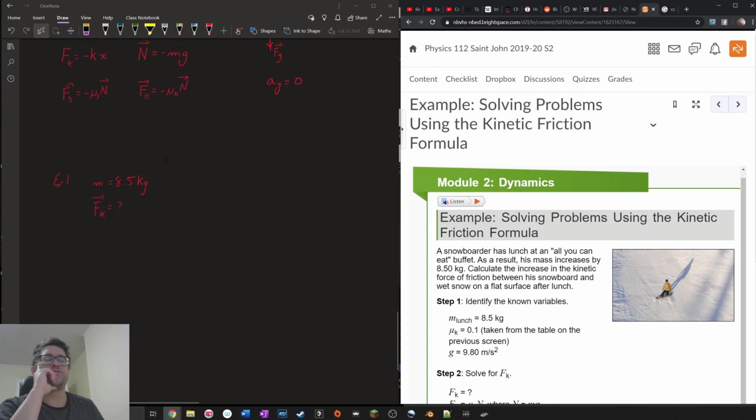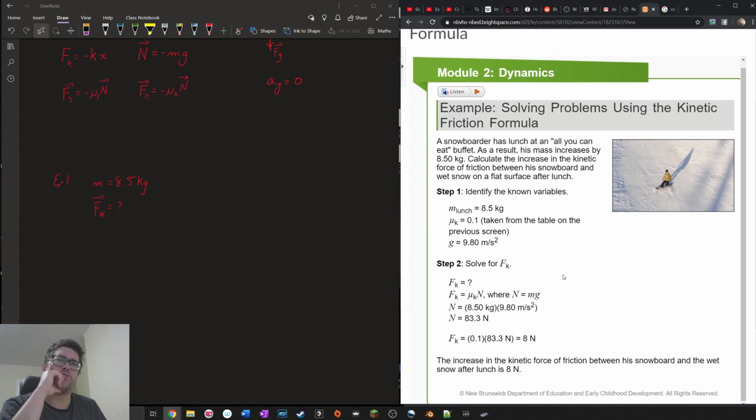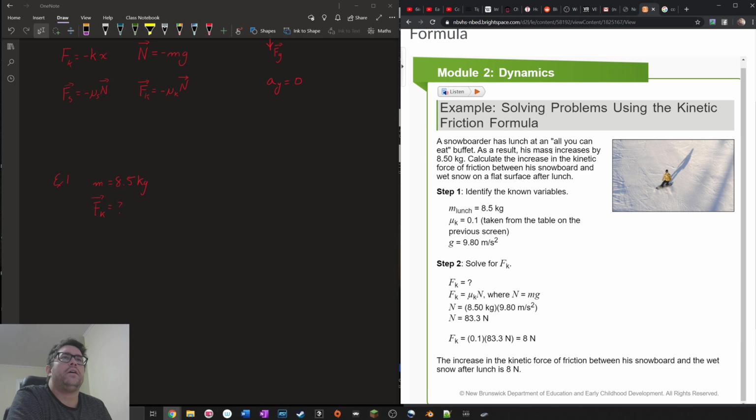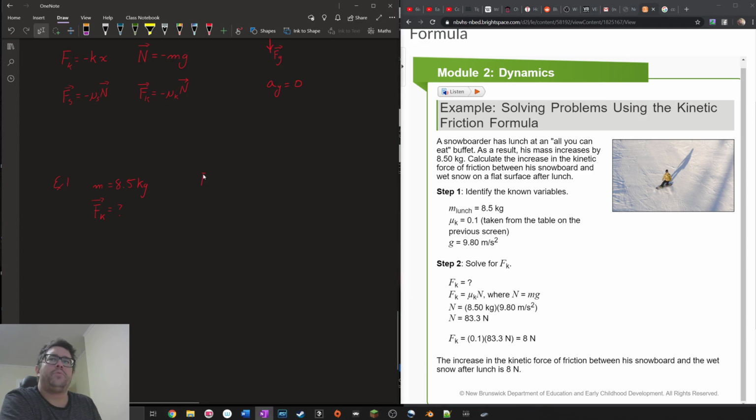So basically, we're starting to get a lot of formulas now, and you might be a little confused as to where to start. So let's review how we work in physics. We read the paragraph and take the information that we have: all-you-can-eat buffet, his mass increase, so we put the mass. Calculate the increase in kinetic force of friction. So this is the question. Now what? All you need to do is take a step in the right direction. We're looking for Fk. So let's write down the formula for Fk.